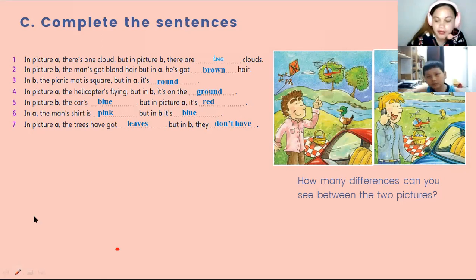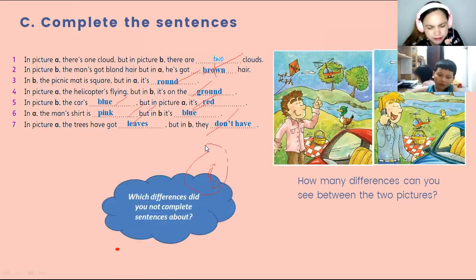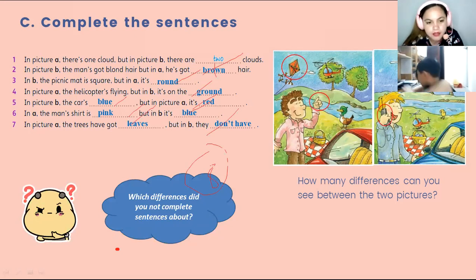Okay, let's put some ticks on your answers. Wait a minute. This is wrong. So one, two, three, 4, 5, 6, 7, 8 points for you, Doug. Very good. So, okay, let's talk about the next one.